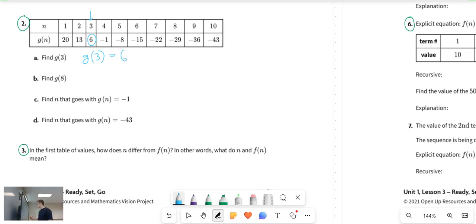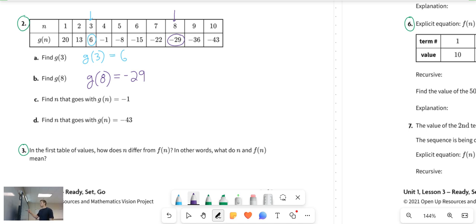Perfect. Find g of 8. All right, we'll switch colors. g of 8. If our input is 8, our output seems to be -29. So g of 8 equals 29, negative 29. Sorry, not 29, negative 29.